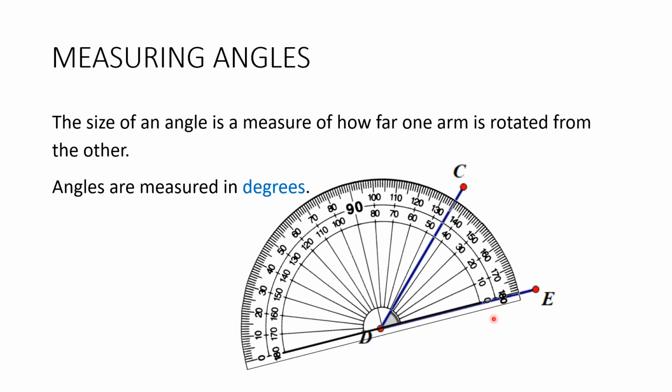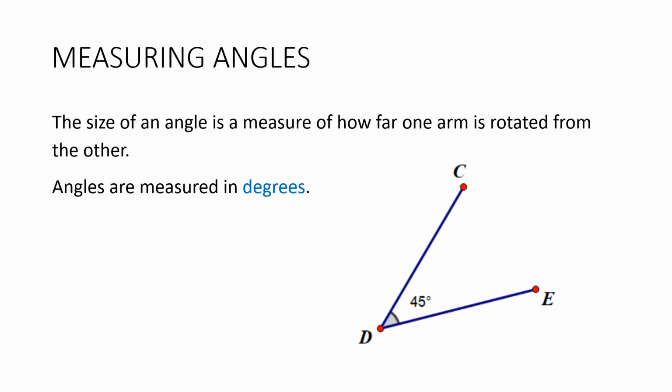Now there are 2 scales here you can see. There's one that starts at 0 and there's one that starts at 180 degrees. It's really important that we always choose the one that starts at 0. And then we just measure around until we hit the other arm, which is about 45 degrees. And then we would write angle CDE is equal to 45 degrees.